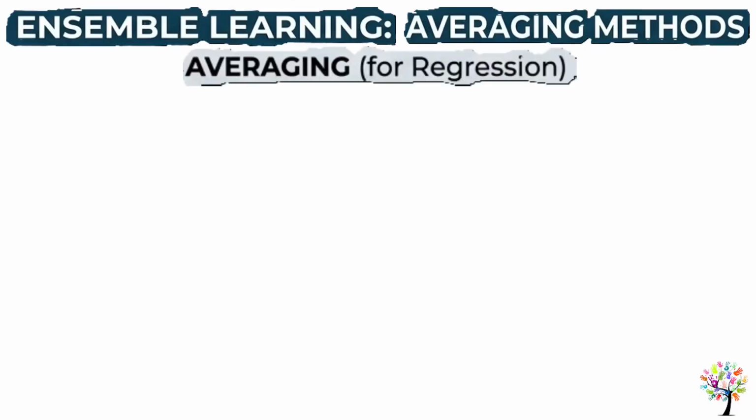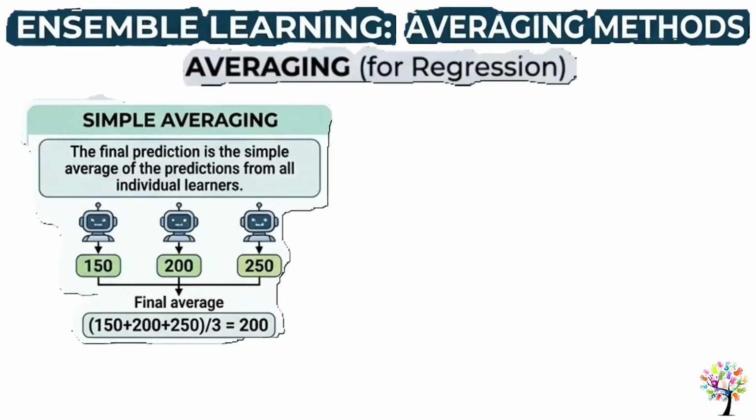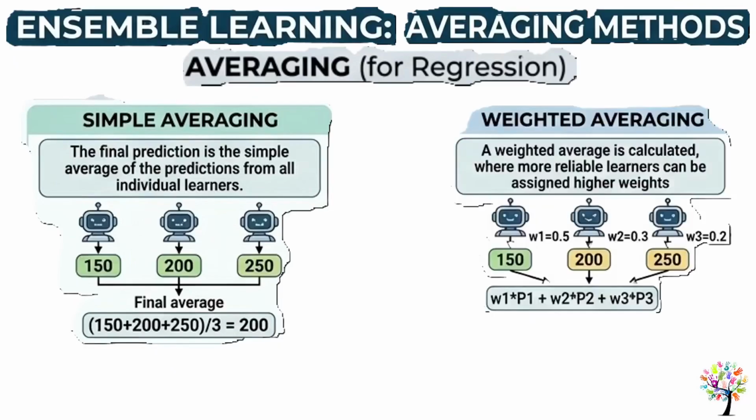So you get averaging methods within ensemble learning. Averaging for regression, you get simple averaging. The final prediction is the simple average of the predictions from all individual learners. And you get weighted averaging. A weighted average is calculated where more reliable learners can be assigned higher weights.